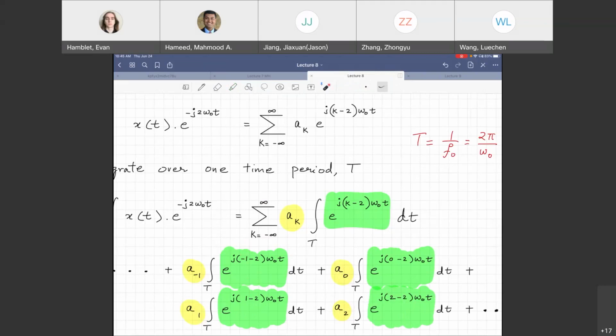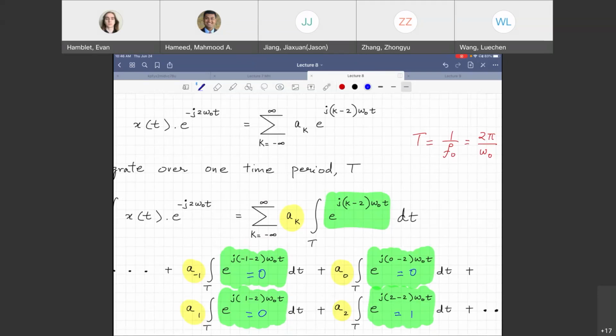What is going to happen to these integrations? They are all going to go to 0 except one. What is that going to go to? 1. But you are integrating that 1 for how much time? For one time period. That's why it goes to 1, right? So you have everything going to 0 except for that one guy. You guys see that?